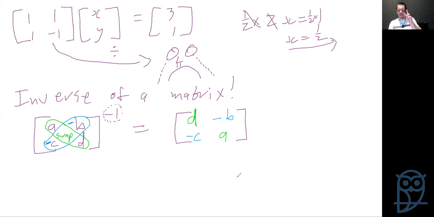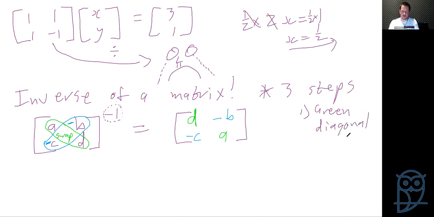Now, that's 2 steps out of the 3 steps we need to do. So I will make a note here. There are 3 steps. Number 1 is my green diagonal. So green diagonal swap. Number 2, my blue off diagonal. I'll call it the other diagonal. We make negative.